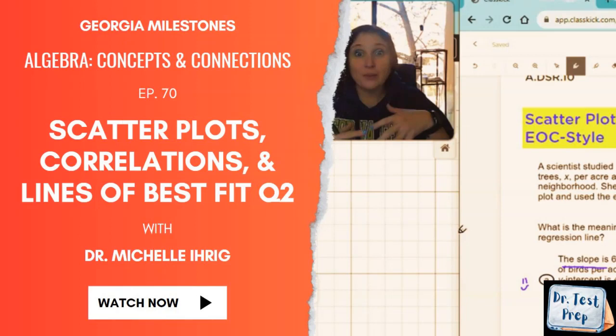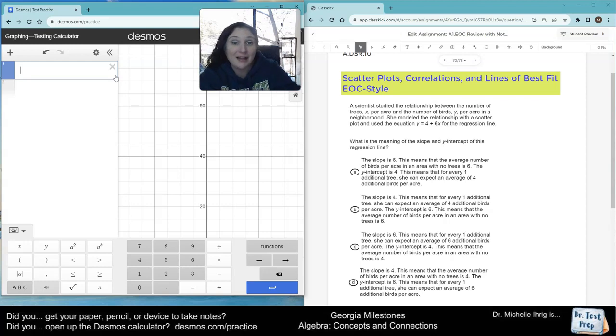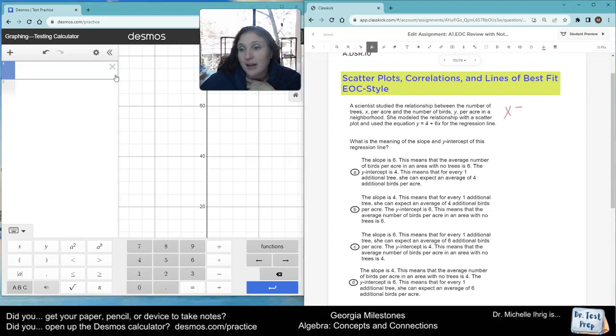All right, finally we get a problem similar to what we might see on the Algebra EOC. Again, I'm Dr. Ihrig. A scientist studied the relationship between the number of trees, x per acre, and the number of birds. You know me, I like to write notes so I don't forget. x is trees, y is birds. She modeled the relationship with a scatter plot and used the equation y equals 4 plus 6x.